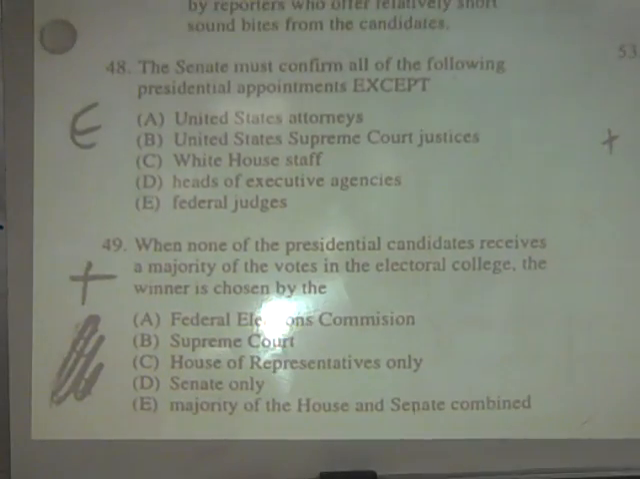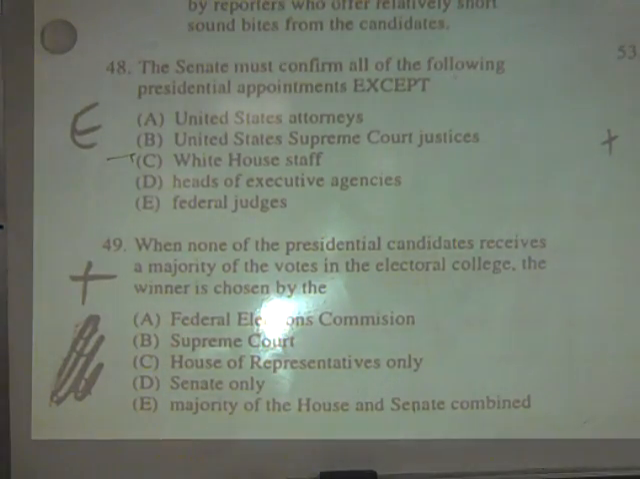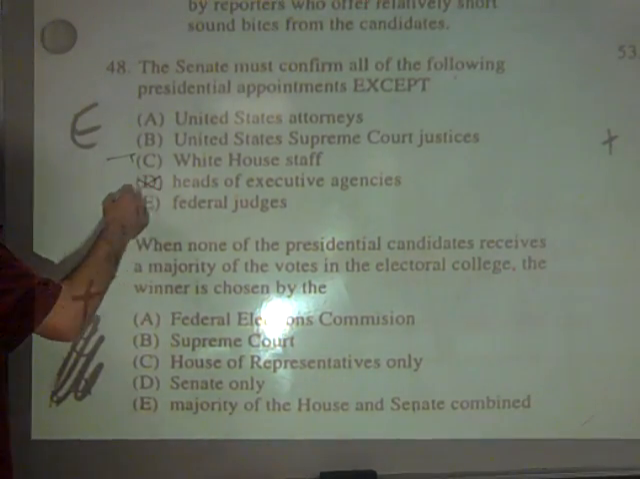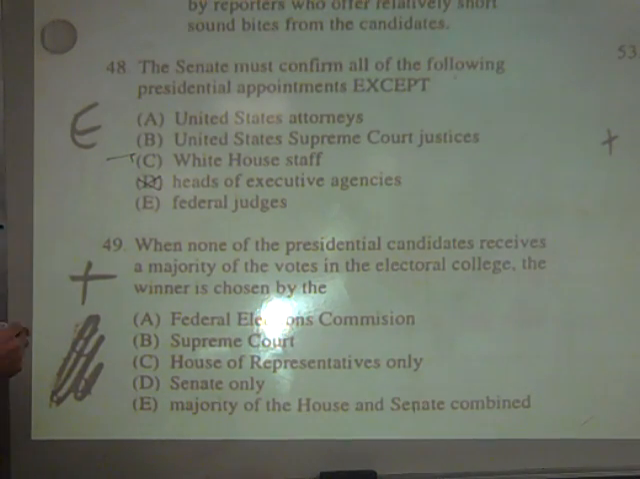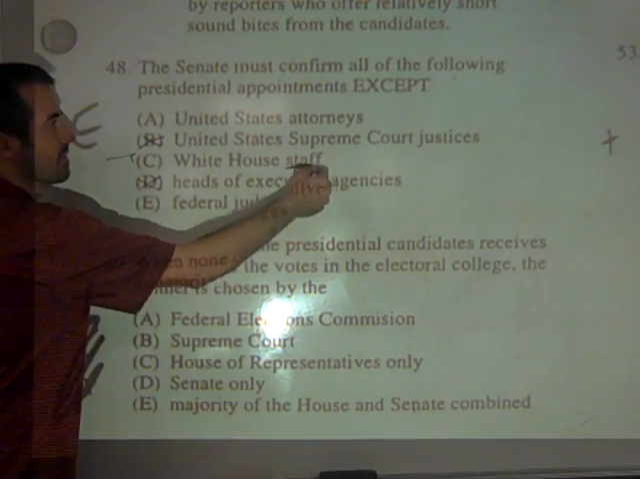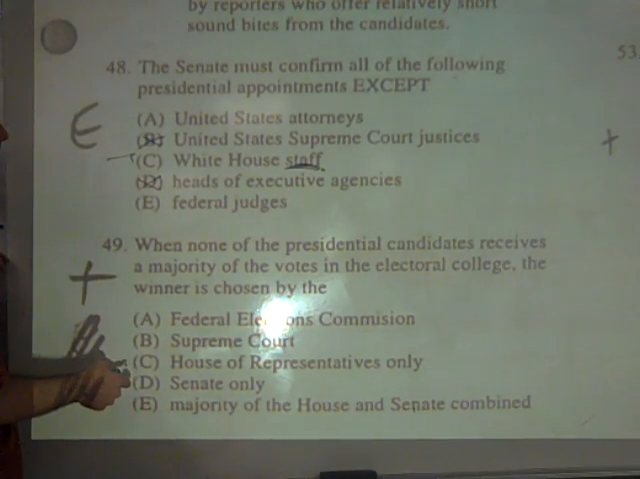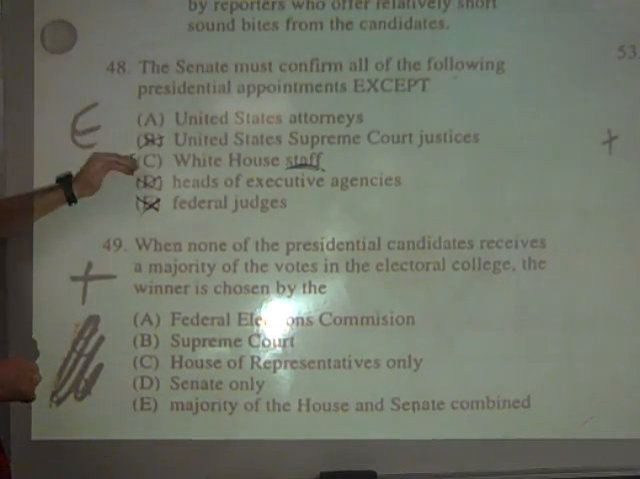The Senate must confirm all the following presidential appointments. I wonder if it's White House office, or White House staff. Oh, hey, there it is. That's kind of the thing to know about them, is they're in the office, the White House of the president, advising them every day. They don't need Senate approval. The cabinet does. The heads of the executive agencies do. I'm going to draw a quick graphic of that in a second. The Supreme Court justices obviously do. U.S. attorneys, I don't know, but I definitely know the staff does not require approval. Federal judges, all federal judges require approval. So based on these two choices, it's definitely C.